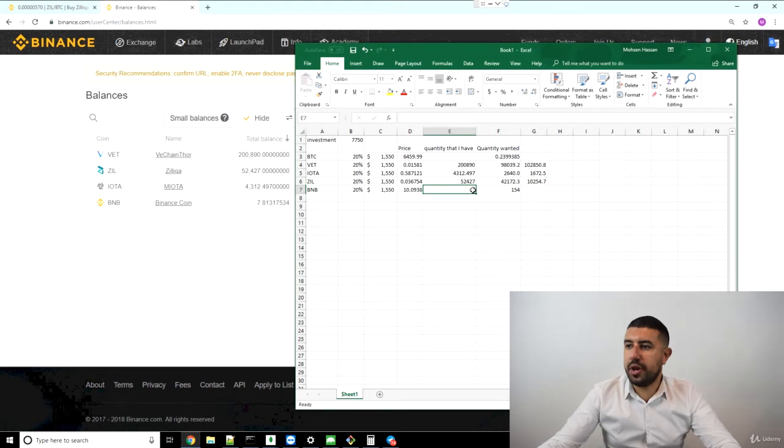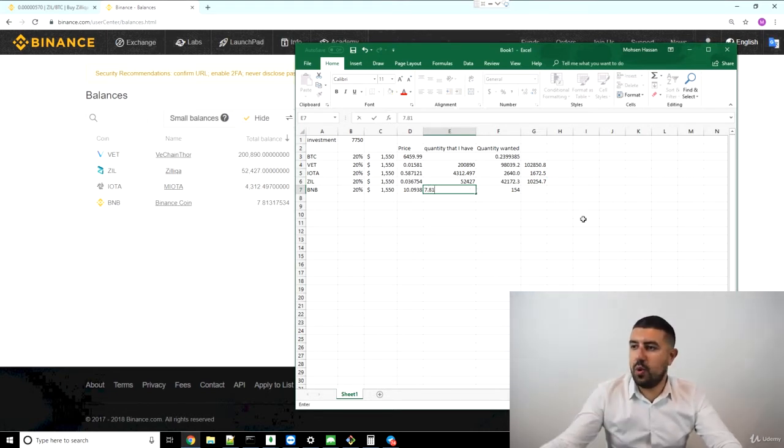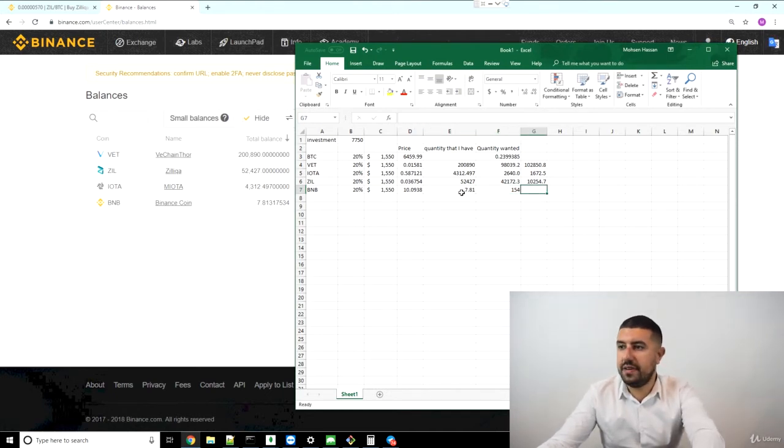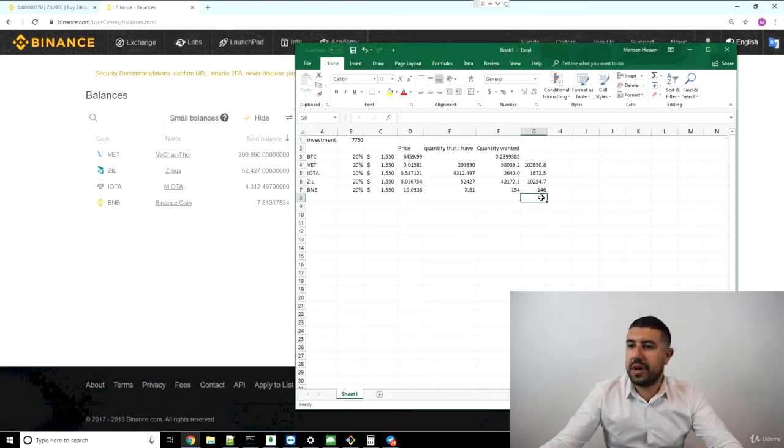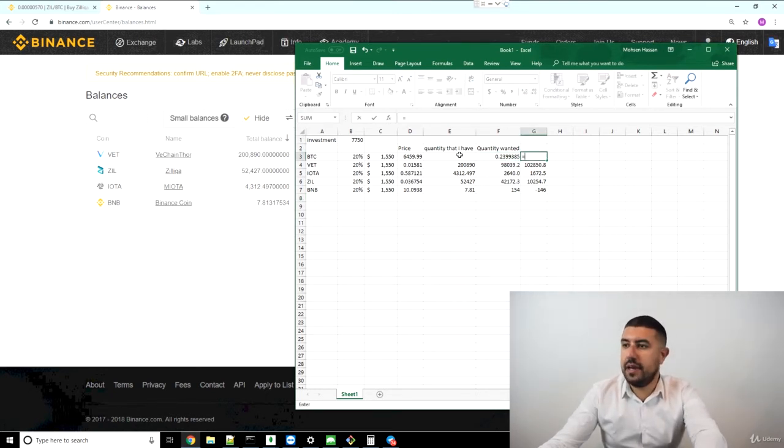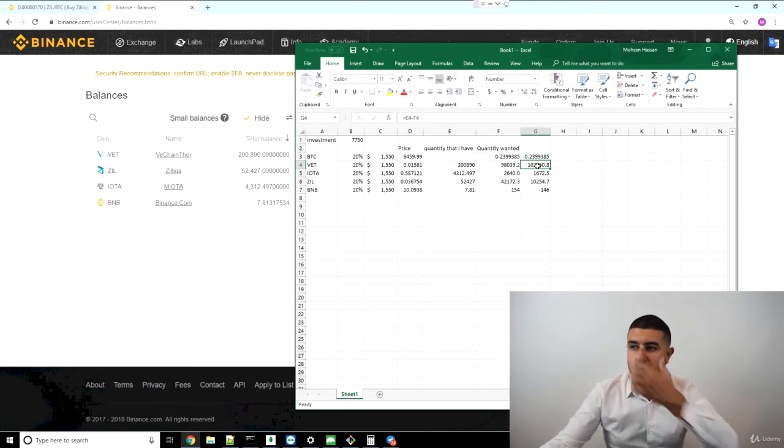Now Binance Coin, I only have 7.81, and I want this much. So I'm actually going to have to buy, I'm missing 146. So I'm going to have to buy 146 Binance coins. And here I also don't have anything. So I'm going to have to buy 0.23 Bitcoins. So first step, whenever you're doing anything like this, is sell everything that you have in excess, then buy the things that you don't have.